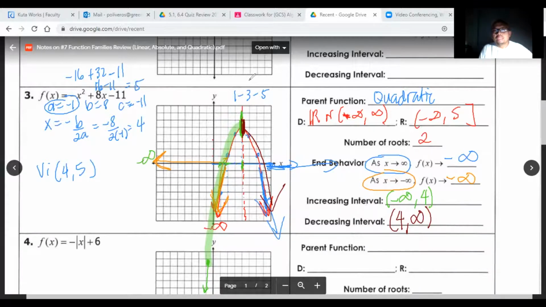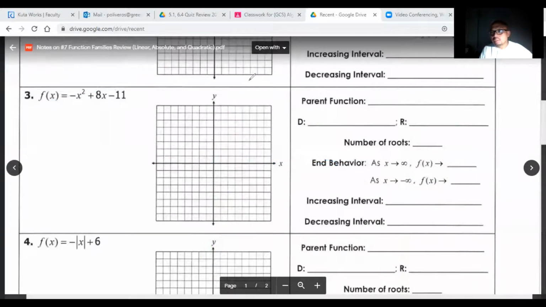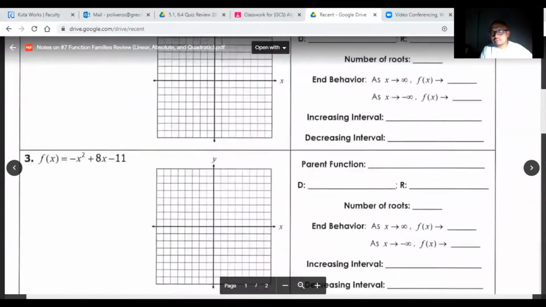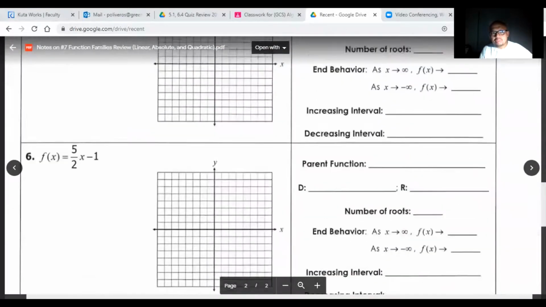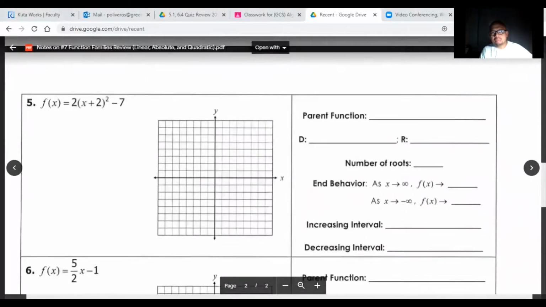Okay, we'll leave number 4 for you guys to complete. What are the numbers again you have to do? 4, 6, 7, 8. So my duty here is number 5.